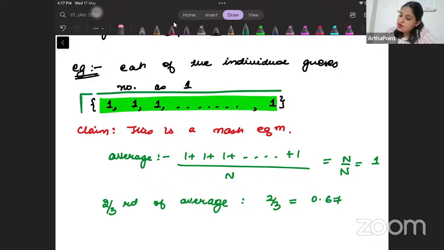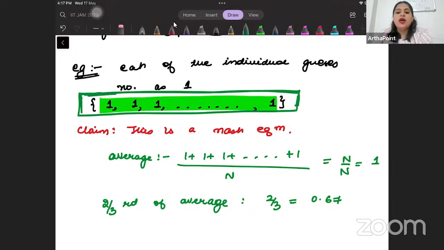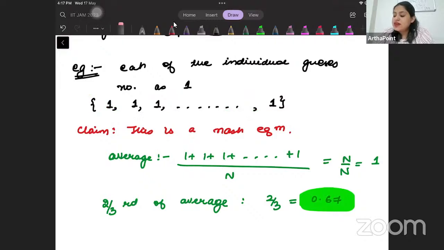Each of these individuals, when they guess 1, 1, 1, 1, 1, each of them is close to 0.67. Everyone is closest to 2/3 of the average, isn't it? Which means that each of these individuals automatically becomes the winner of this game. They will win this game, and because they will win this game, there will be no incentive to deviate from this strategy.